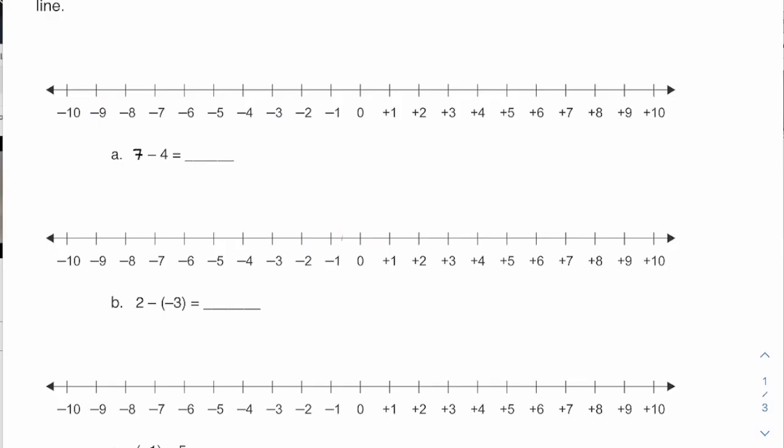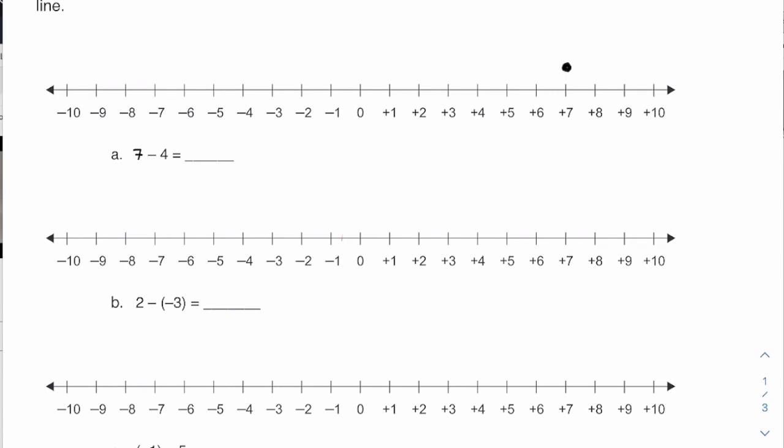Now, when we're doing subtraction using a number line, we have to look at it as though we have something and we're going to remove from what we have. So in this first one, I have 7. So I'm going to start on my number line by putting a dot at the 7. So that's what I have. And now I need to remove positive 4 from the positive 7 that I have.